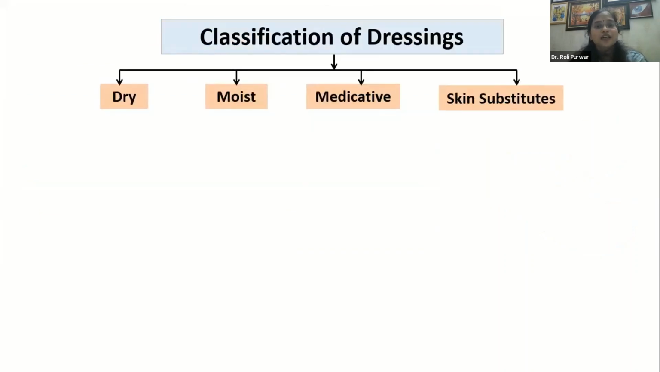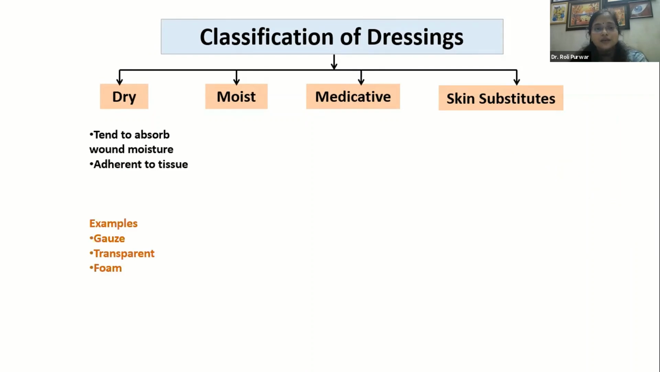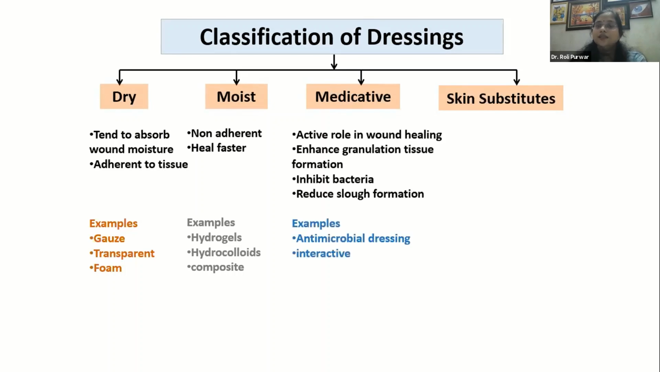We can classify wound dressing materials into four major classes: dry, moist, medicated, and skin substitutes. Under the dry dressings, we have gauze, which we generally find in our households. Then there is the moist variety, and under this category we have hydrogel, hydrocolloid or composite dressing materials.